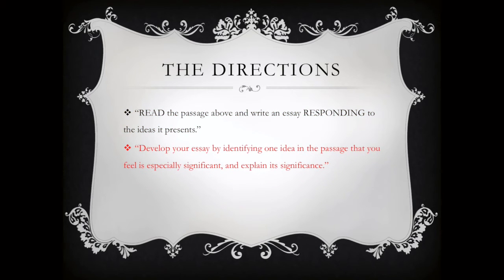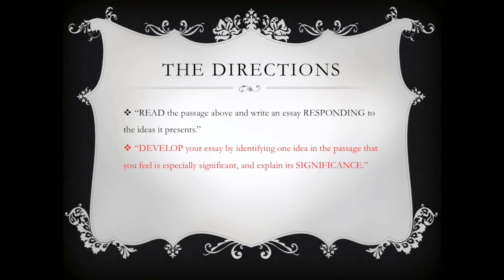The directions then say to develop your essay by identifying one idea in the passage that you feel is especially significant and explain its significance. So we have the word develop, and we have the word significance. Right? These are also very important words. You need to consider their meaning.